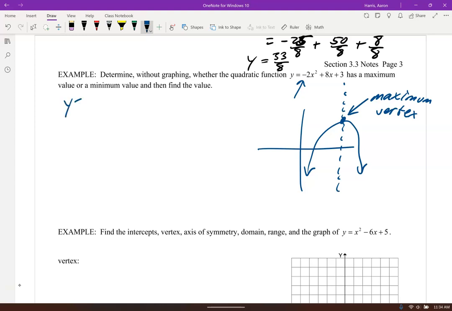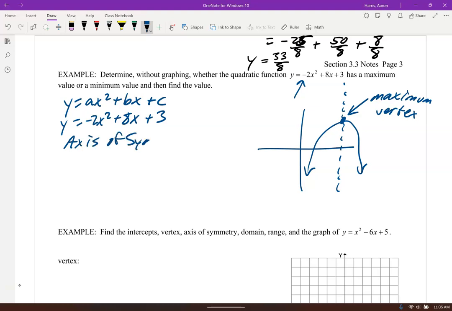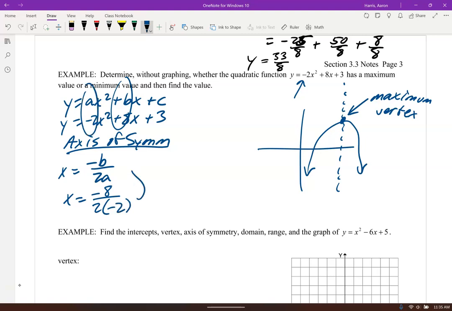So since this is in standard form, in order to find this maximum value, I got to find the vertex. So I got to first find my axis of symmetry. I got to find the middle of the parabola first, because that gives me the x value of my vertex. So the axis of symmetry, x equals -b over 2a. Our b here is 8. Our a value looks like -2. So our axis of symmetry is -8 over -4, so +2.